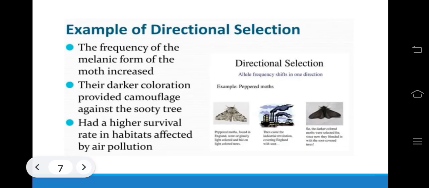Then examples of directional selection: the frequency of the melanic form of the moth increased. Their darker coloration provided camouflage against the sooty trees. They had a higher survival rate in habitats affected by air pollution. Directional selection example: peppered moths. Allele frequency shifts in one direction.